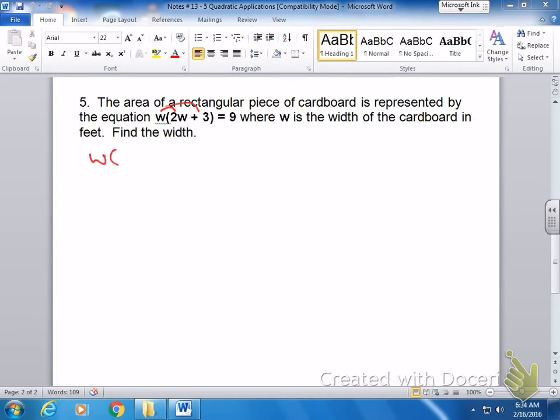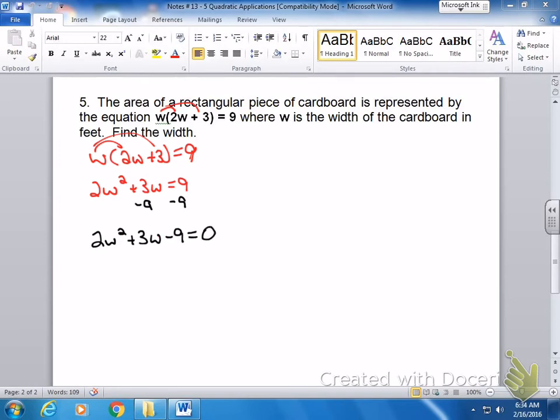So I have W times 2W plus 3 equals 9. I'm going to distribute that W first, and I get 2W squared plus 3W equals 9. Now that's starting to look like the quadratic formula, except everything's not in the right order. So I'm going to subtract 9 from both sides. And I get 2W squared plus 3W minus 9 equals 0. Now it's in the form I need to solve for W.